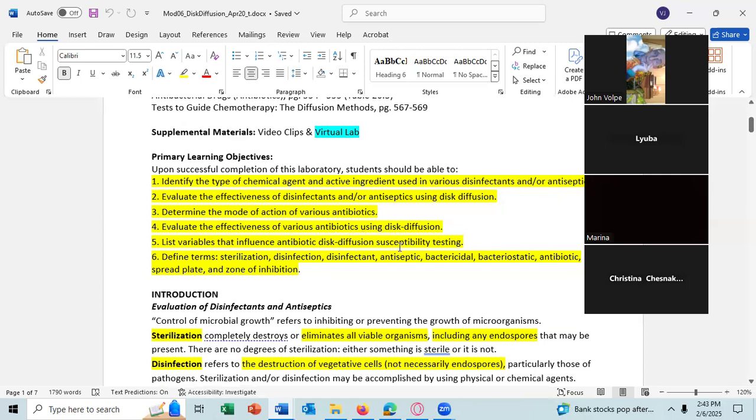And then six, be able to define the terms. What's sterilization, disinfection, what's a disinfectant, what's an antiseptic, what's a bactericidal agent, what's a bacteriostatic agent, what's an antibiotic, what's the spread plate method, and what is a zone of inhibition. Any question about any of that?